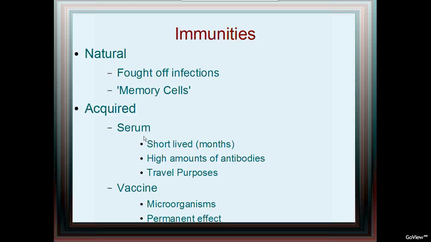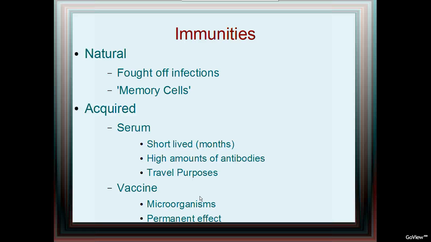One is the lifespan. A serum is more for travel purposes, like if you're going to another country, they'll give you a serum. What it is, is basically just a high amount of antibodies to a specific disease or infection like malaria. A vaccine is high concentrates of microorganisms of the bacteria. They inject it in your body, and your body is able to slowly fight off the infection, so it'll create almost like a natural immunity. It's a permanent effect, and it'll be ready with those memory cells to fight off infections if they ever do come back into the body.